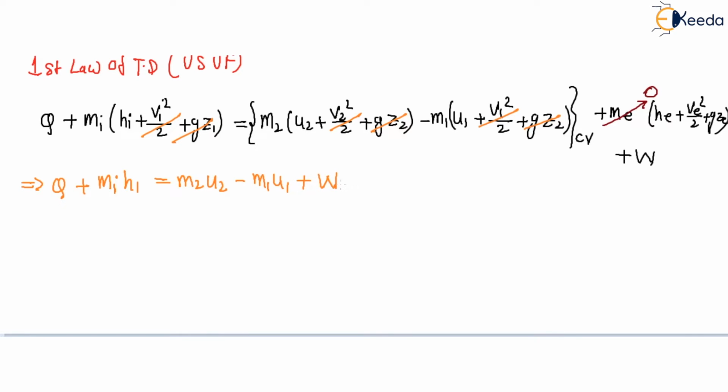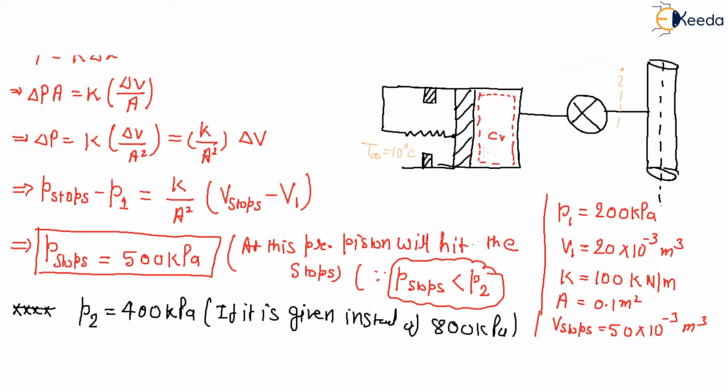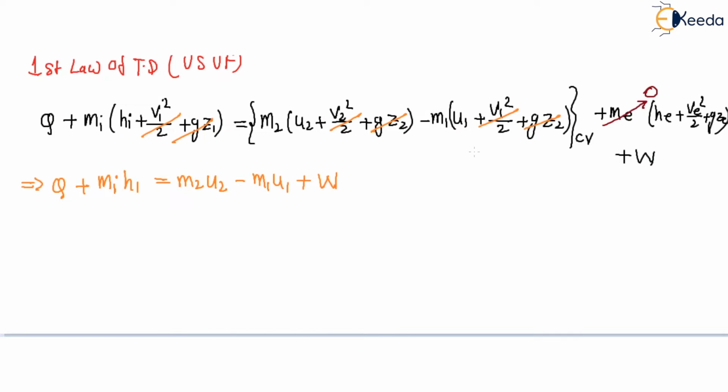Now there is W. Since this is an expansion of a boundary, a displacement of a boundary, the work is the integration of p dv. Why? Because of the displacement of the system boundary.